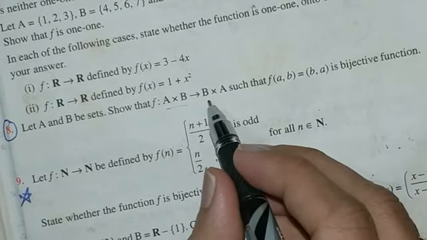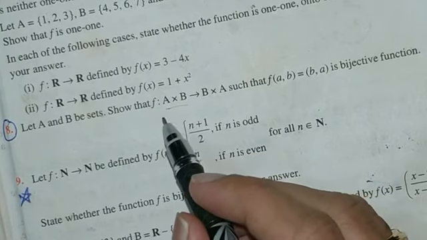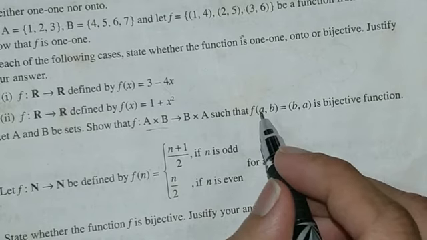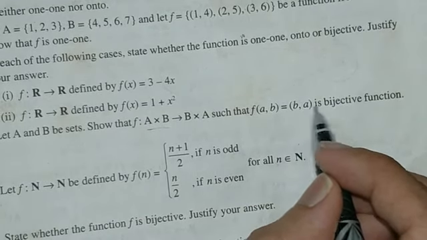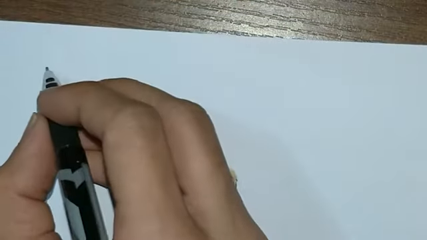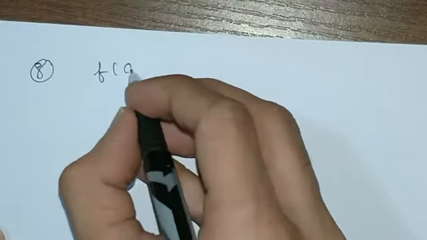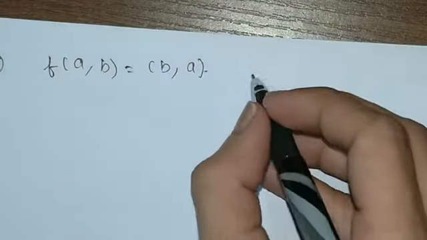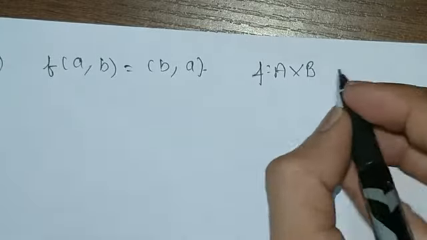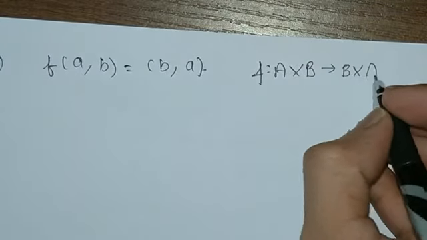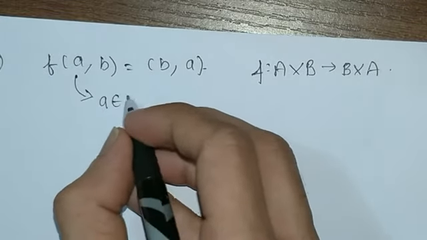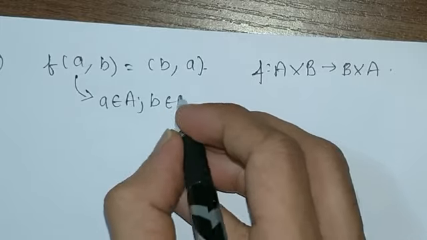Here the sets are the Cartesian products of two sets A and B. We have to show that the function defined by f(a, b) equal to (b, a) is a bijective function. So this is simple. Look at the function f(a, b) is (b, a). This function is defined from A cross B, that is A Cartesian product B, to B Cartesian product A. So you can see that here a belongs to A and b belongs to B.